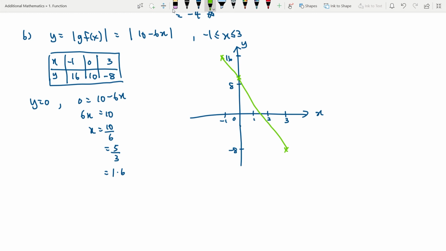If we have a modulus, all the negative values will become positive. 3, -8 will become 3, 8. For this part, it will flip, and this part will remain. And this point is actually 1.6. And this is 10. This is y equal to modulus of g f x.